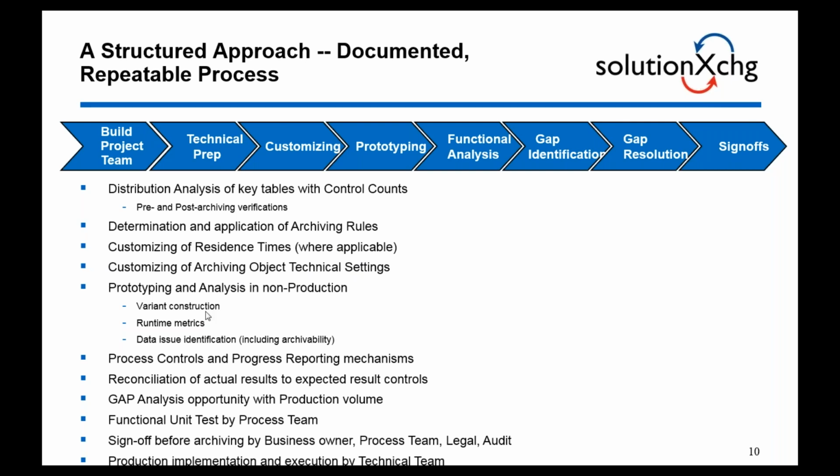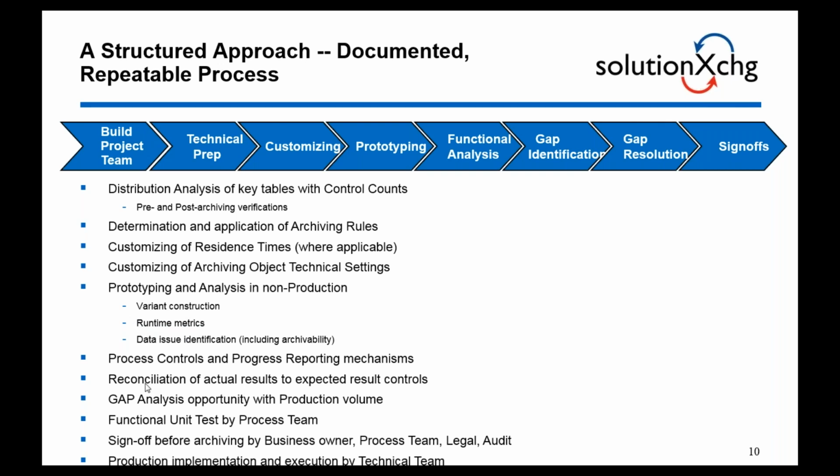In the prototype and analysis, in non-production, we create the variants. Everything we do in quality, so typically we do about 25% of the total volume in production in quality, because you want to identify issues in quality, not in production. We set up the variants, and we document the runtime metrics, how long the job took to run, etc. We are looking to identify any data issues. When we try to archive data, data issues can be prevalent and they get identified as part of the process.